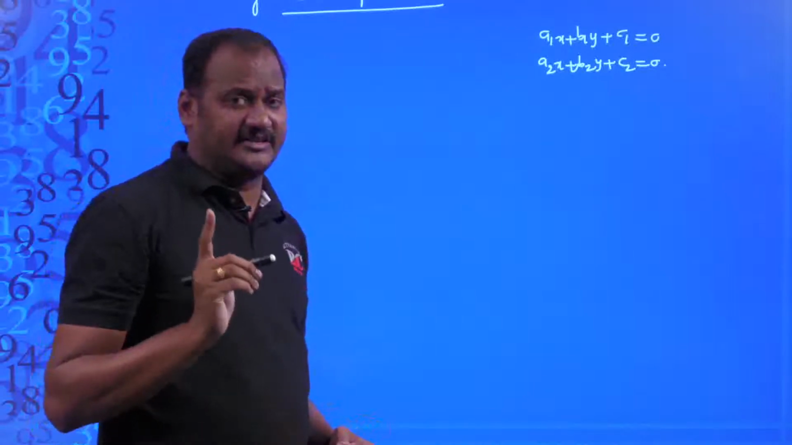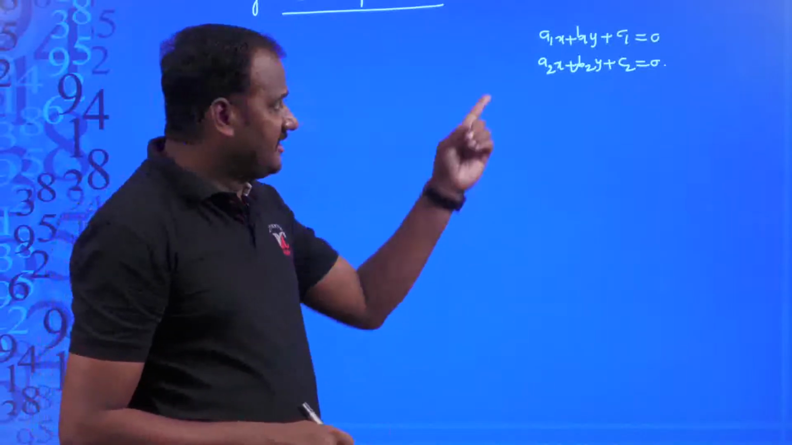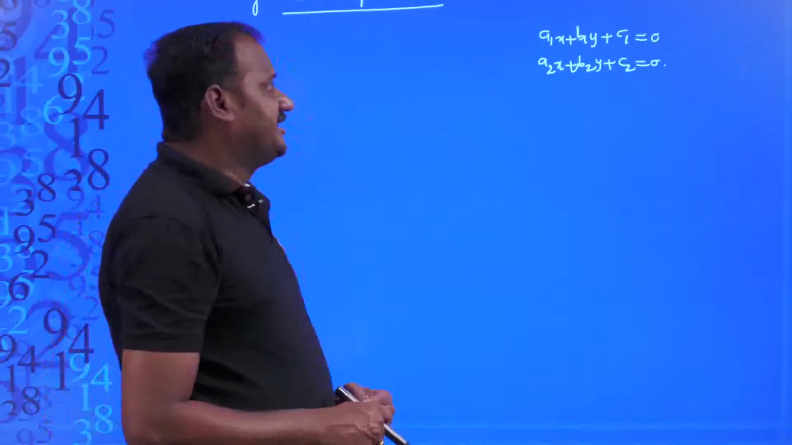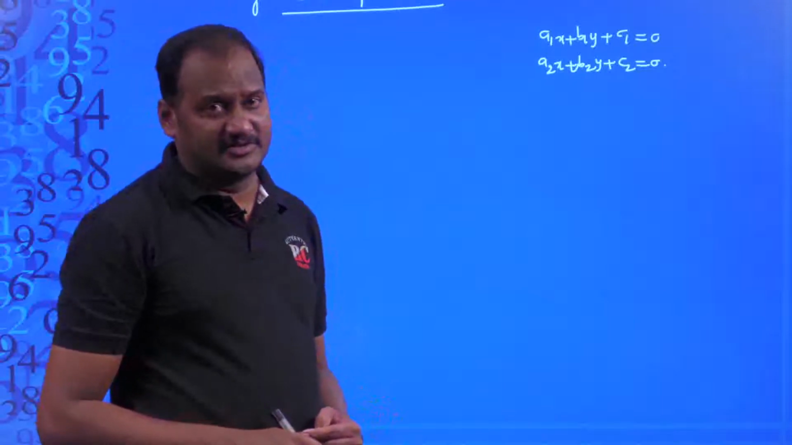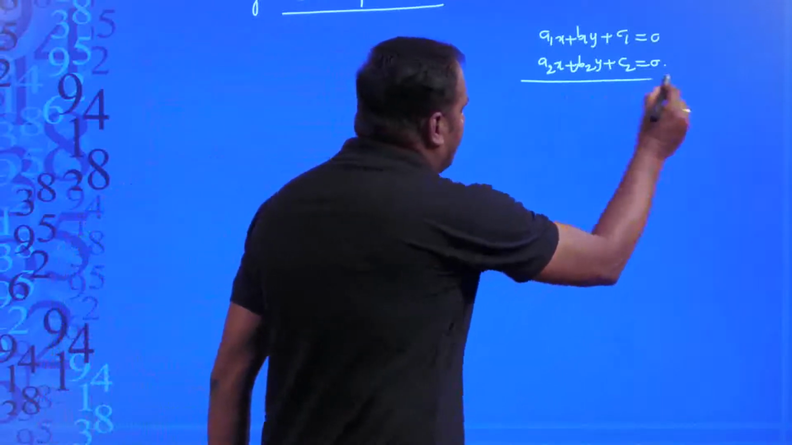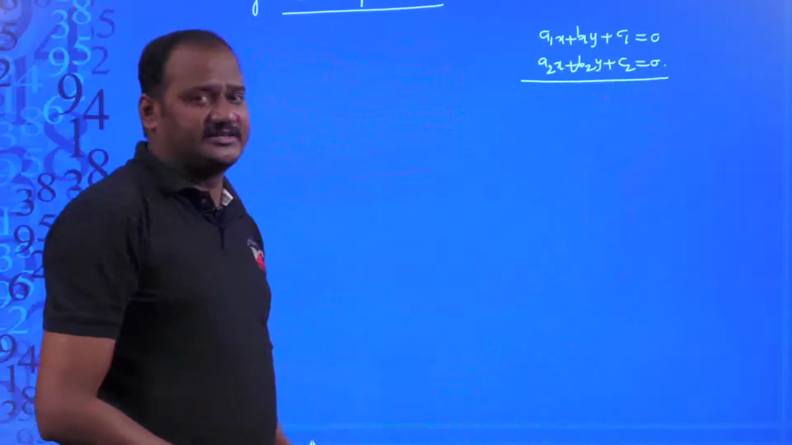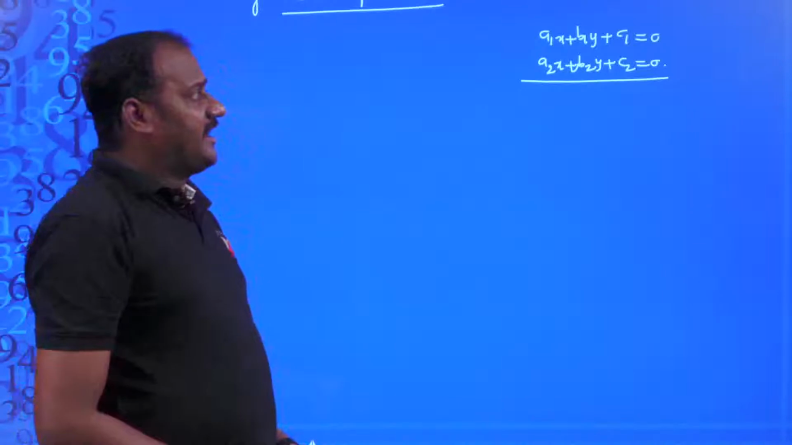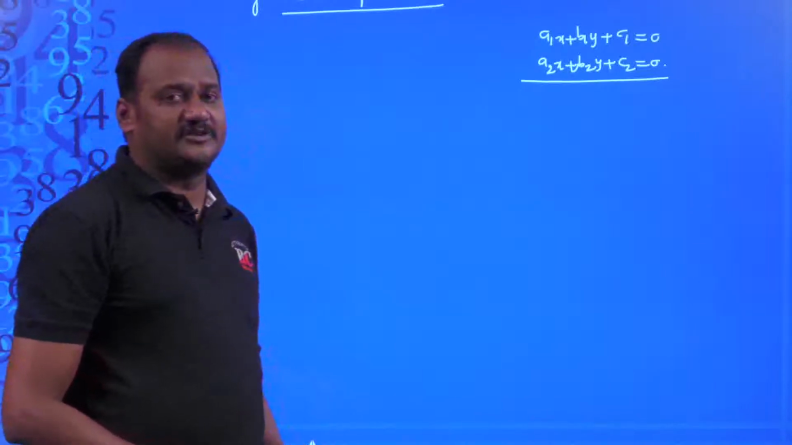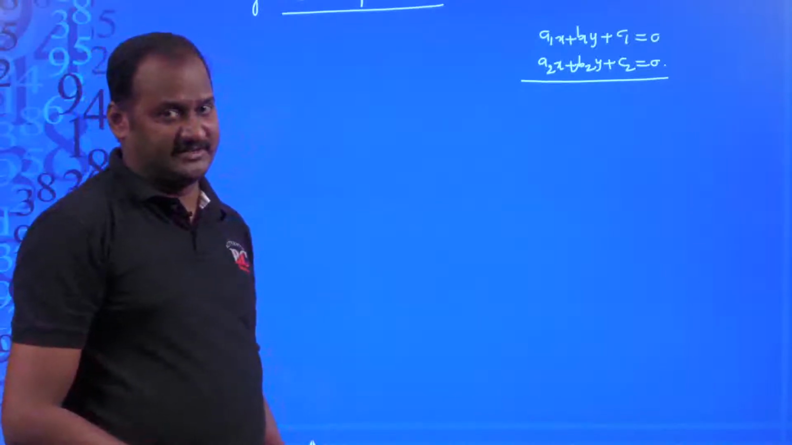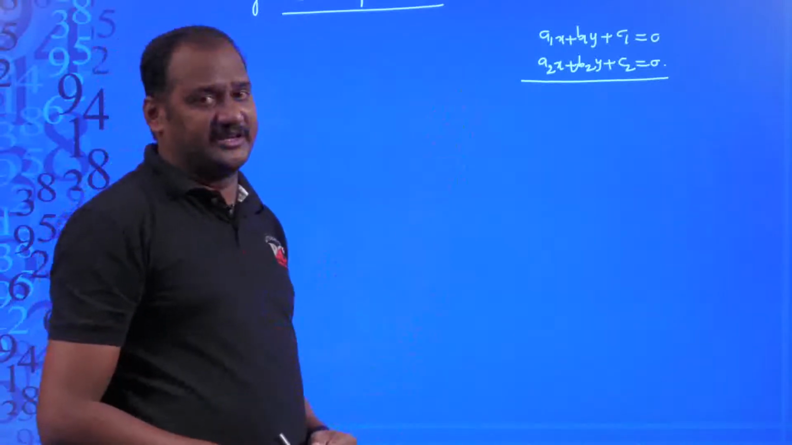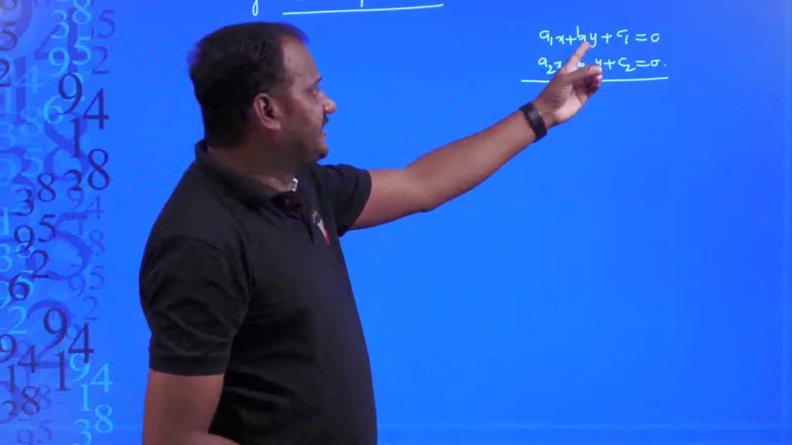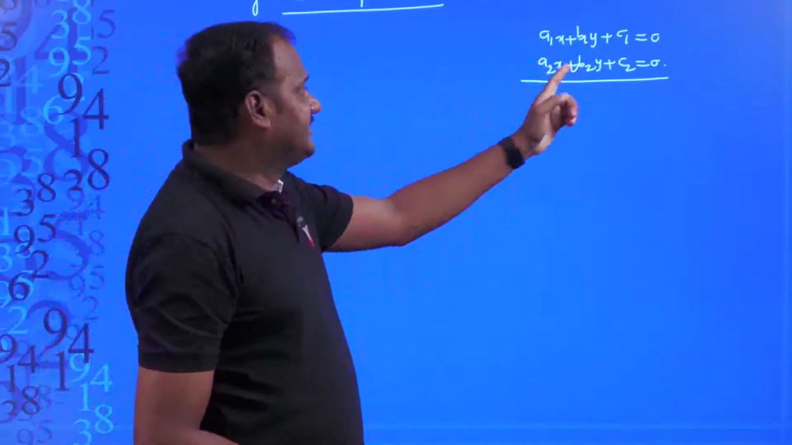So ensure that the given linear equations are in the standard form a1x plus b1y plus c1 equal to 0 and a2x plus b2y plus c2 equal to 0, right. Now, according to this method, you need to consider only coefficients, and those coefficients should start from y. Write the y coefficients in both the equations as a column. The y coefficient in the first equation is b1 and in the second equation is b2.